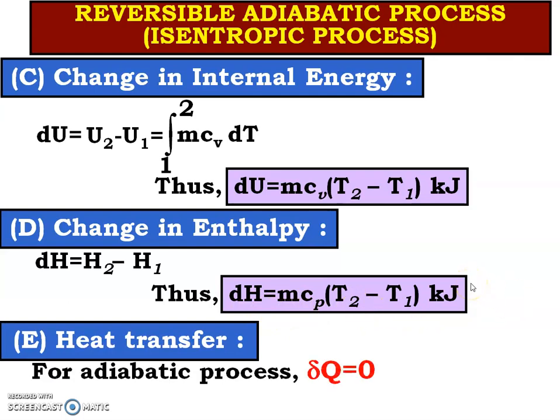Now what is heat transfer? Yes, we have to understand that for an adiabatic process, delta Q is equal to 0. So delta W is equal to minus delta U, because delta Q is 0.